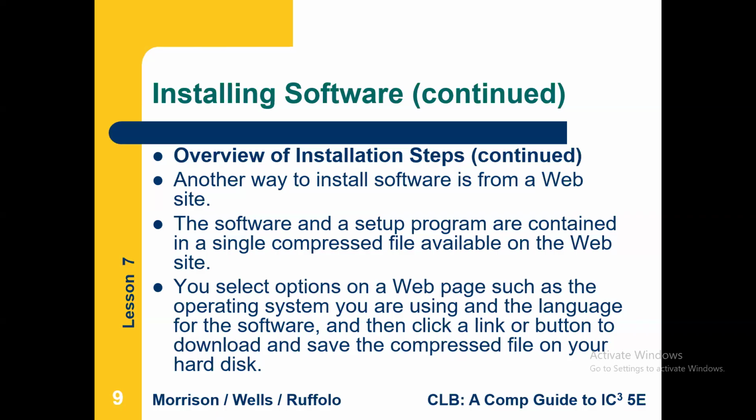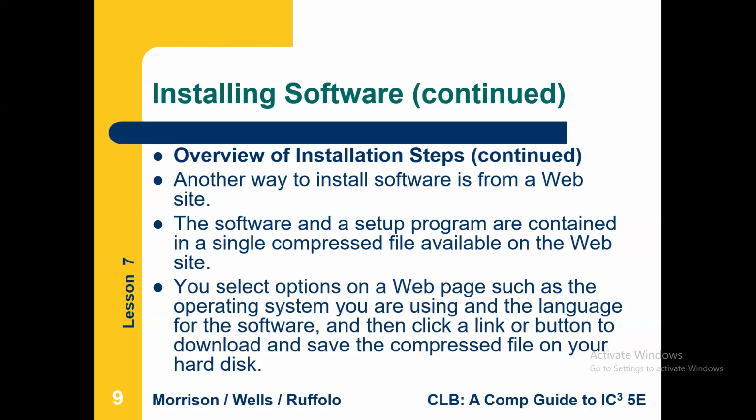Another way that you can install the software or distribute it is from a website. With this one, the software together with the setup programs are contained in a single compressed file that the software developer will make available on the website. If you need it, all that you need to do is go onto that website, and then click on download to save that compressed file on your hard disk. Most of you have been downloading software this way.